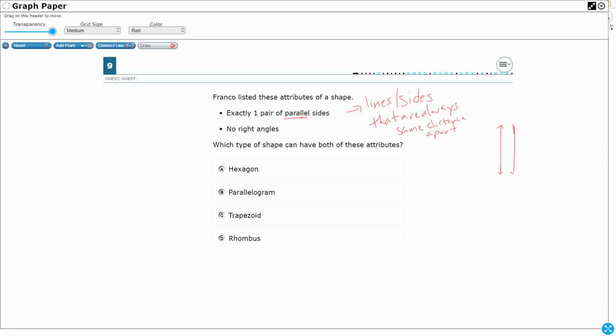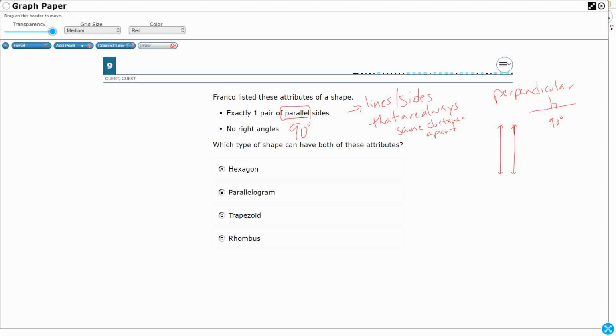Those are parallel lines. Those are different than what we call perpendicular lines. So perpendicular lines are other types of lines that we look at, and they touch, but they touch at a very specific angle. They touch at a right angle, a 90 degree angle. So those are the two big types of lines that we really focus on, parallel lines and perpendicular lines. So we need parallel lines, and then we need no right angles. Well, we just drew a right angle right here. So a right angle is a square corner, right? It's 90 degrees. Okay, so let's draw some of these shapes and see if it has exactly, not zero, not two, parallel sides, and then no right angles.